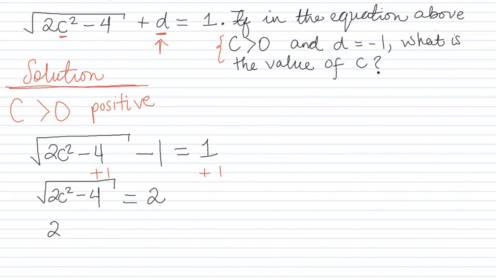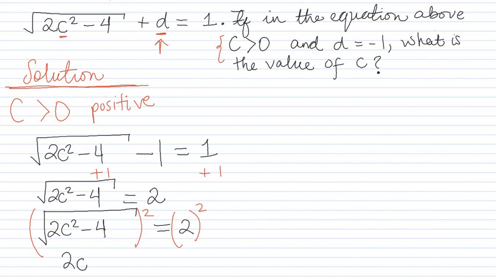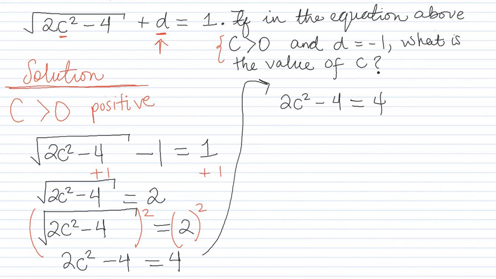So I'm going to have the square root of 2c squared minus 4, all squared, equals 2 squared. So therefore, you square both sides of the equation. 2c squared minus 4 equals 4, because 2 squared is 4. So continuing this right here, we have 2c squared minus 4 equals 4. We're going to add 4 to both sides so that we can isolate 2c squared. So that's going to be 8.